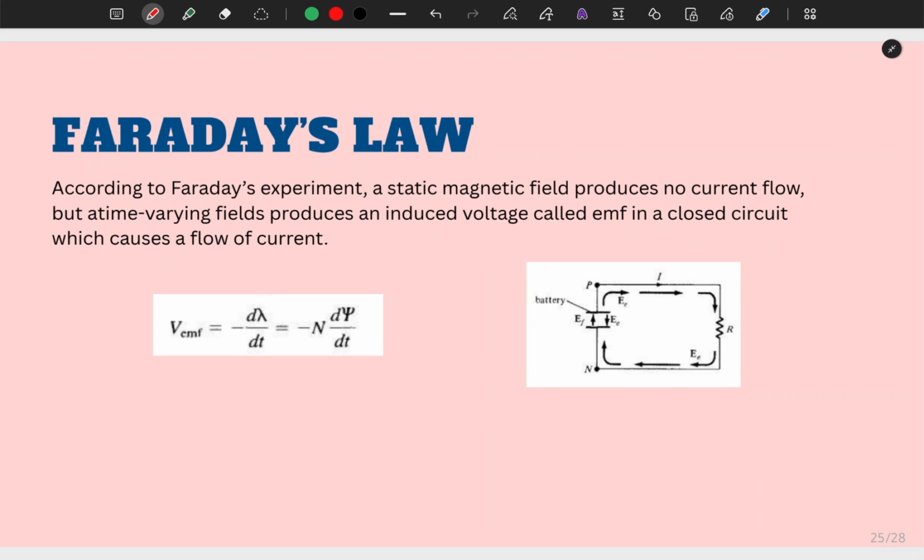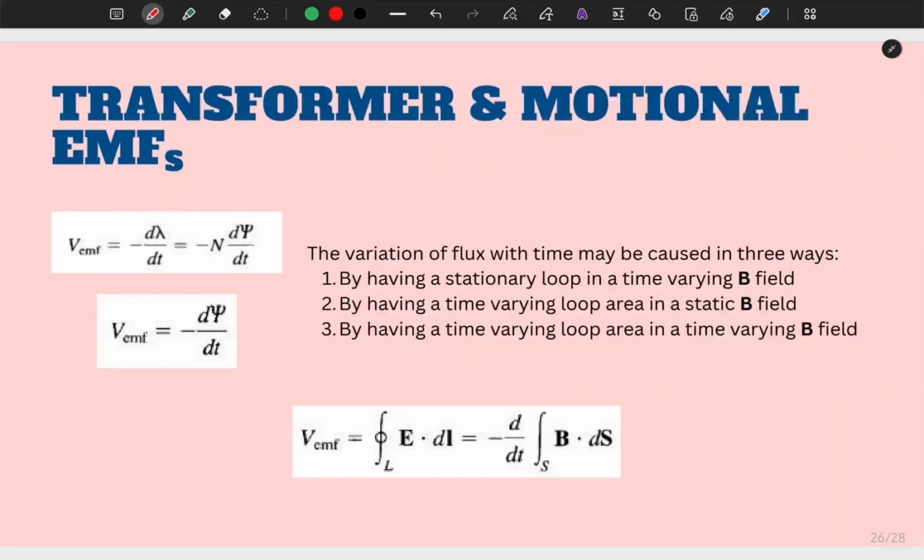Faraday's law explains electromagnetic induction. According to Faraday's experiment, a static magnetic field produces no current flow, but a time-varying field produces an induced voltage called EMF in a closed circuit, which causes a flow of current. This principle is used in generators and transformers.